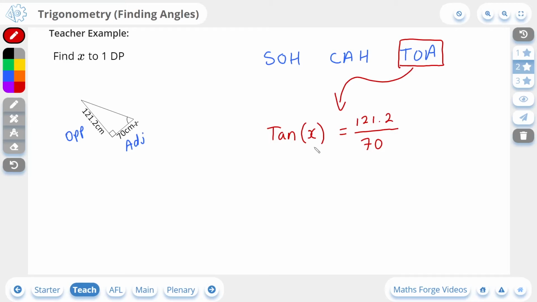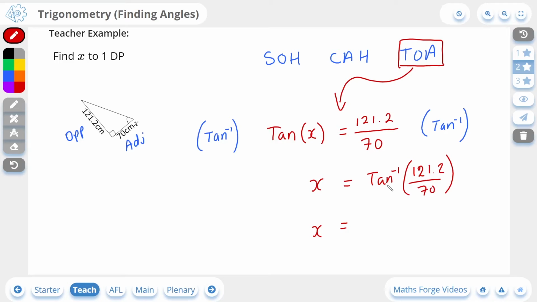Now, just as we did in the previous example, to get rid of tan or to cancel tan out, we have to use the inverse function of tan, which in this case is going to be arctan. And it looks like tan, but with a -1 there. And we're going to apply this to both sides of the equation. Applying arctan to tan cancels it out, leaving us just with x. And this is going to be equal to arctan being applied from the left-hand side to 121.2 over 70. Inputting this into our calculator, we get the following: 60.0 degrees to the nearest decimal place. And if we check our answer, there it is.